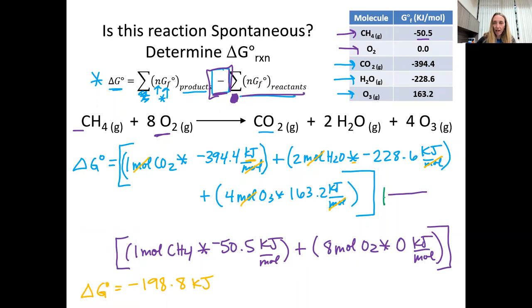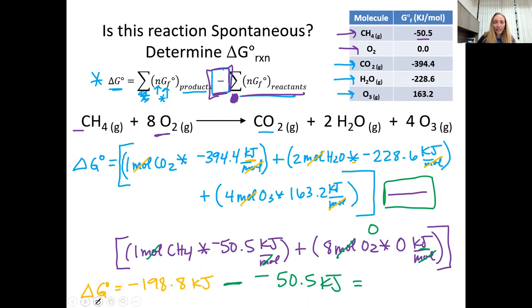Okay, next I'm going to subtract. I'm going to do the same process for my reactant. So I take 1 mole, multiply by the G value, and I get negative 50.5. Moles cancel with moles. Kilojoules, when I multiply that, that's a 0. So this number right here is negative 50.5 kilojoules.